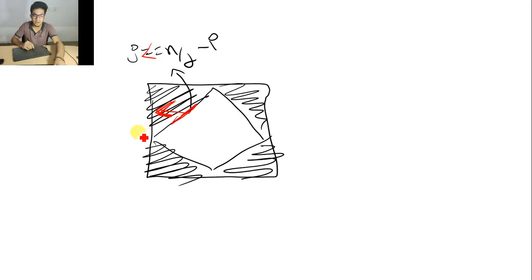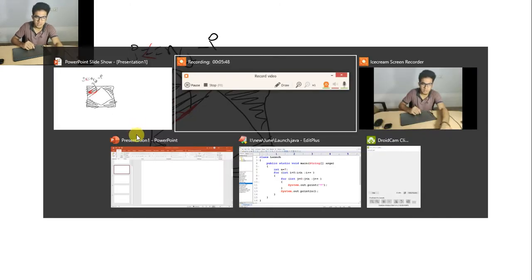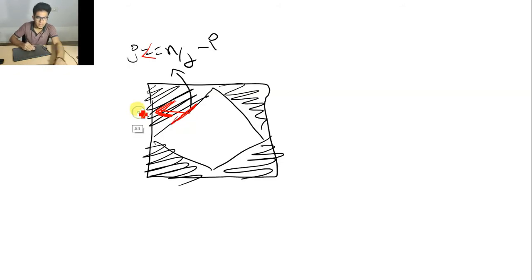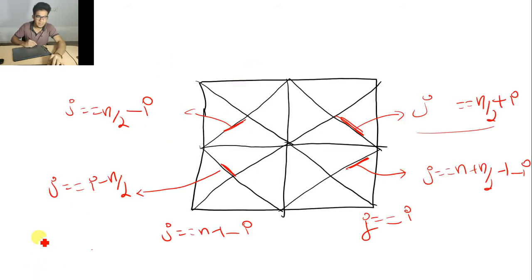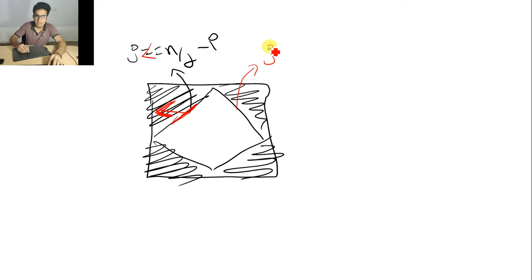Now watch here, I will go here. What is the second line equation? This line equation is J is equal to n by 2 plus I. So I'll write J is equal to n by 2 plus I. From that line, don't you think I have to print the right side? So I'll copy this symbol and paste it here. I hope you have understood.